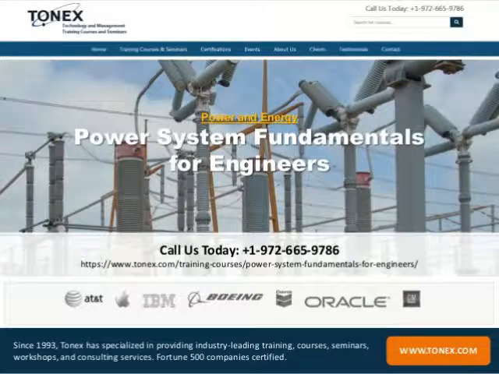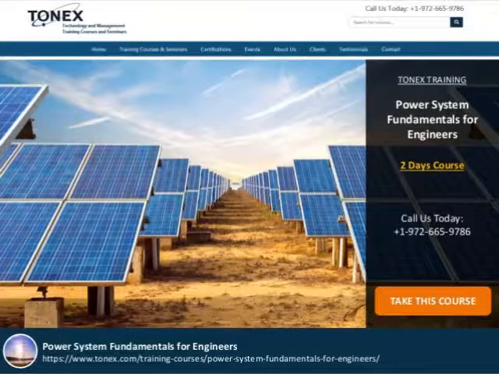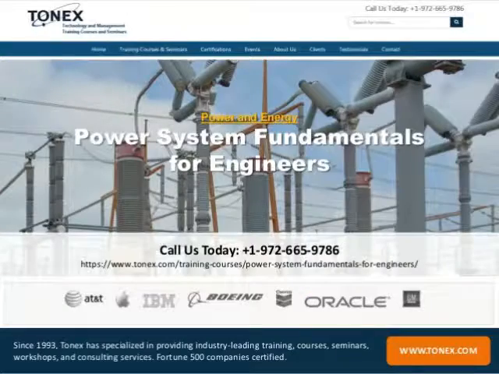Taking the Power System Fundamentals for Engineers training course will help you to understand the basic concepts of electricity generation, circuit analysis, power plants, generators, power delivery and power market.